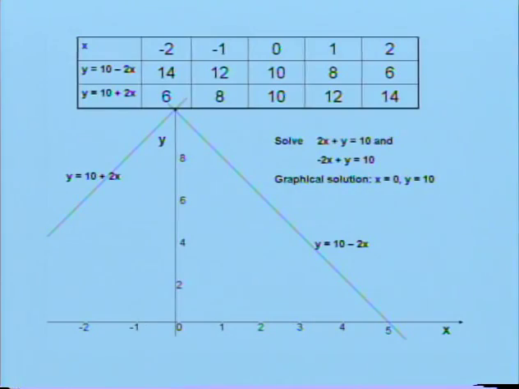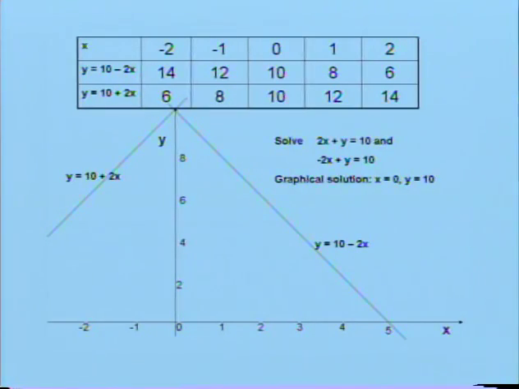Now, let's draw the graph of the very two equations we had earlier, that is, y is equal to 10 minus 2x and y is equal to 10 plus 2x, both graphs on the same axes using the same table values given for x. These are values obtained earlier when we were drawing the graphs separately. You will recognize that the two graphs intersect at a point on the y-axis, at a point 10 units above the x-axis.